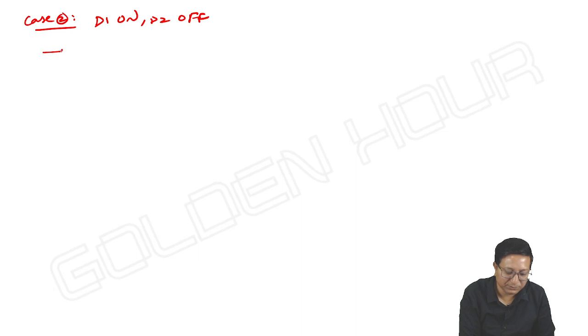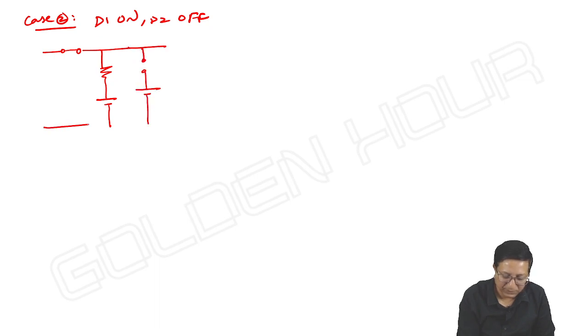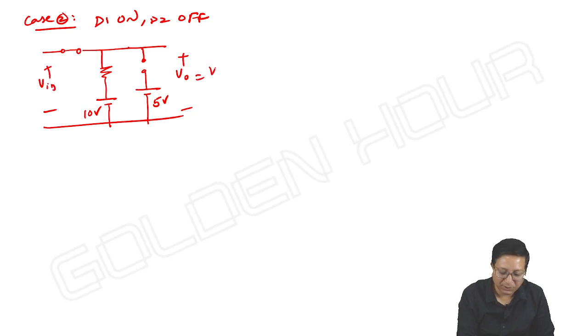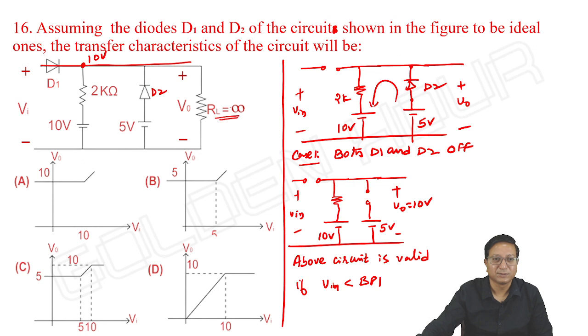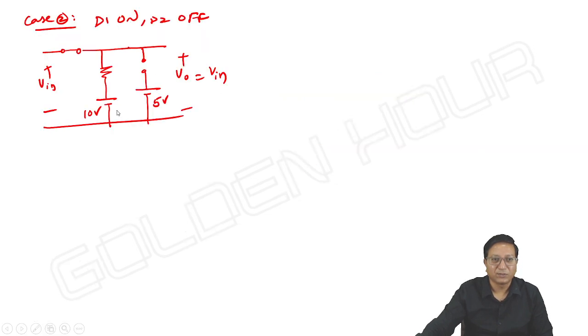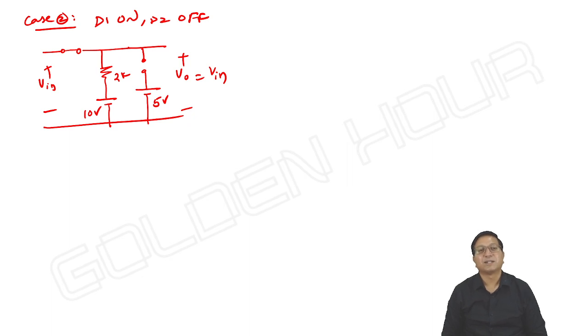So, D1 acts as short circuit. D2 acts as open circuit. What about output? Output is equal to input. Okay, 2K resistor, nothing to worry about it. This is a possible circuit. So 5 volts is not playing any role and D2 is not at all conducting throughout. For all values of input, there is no scope for D2 to conduct.